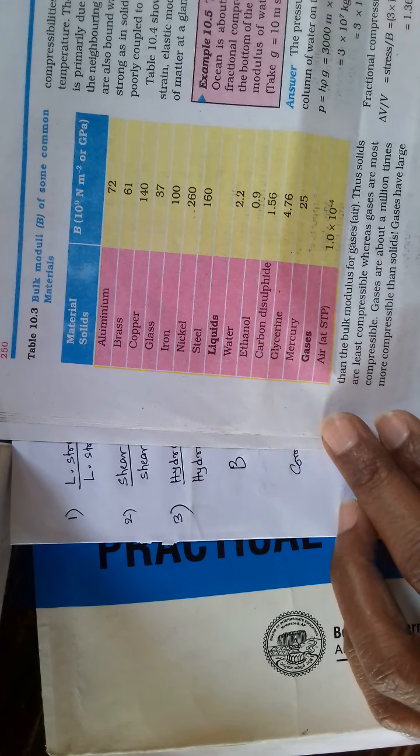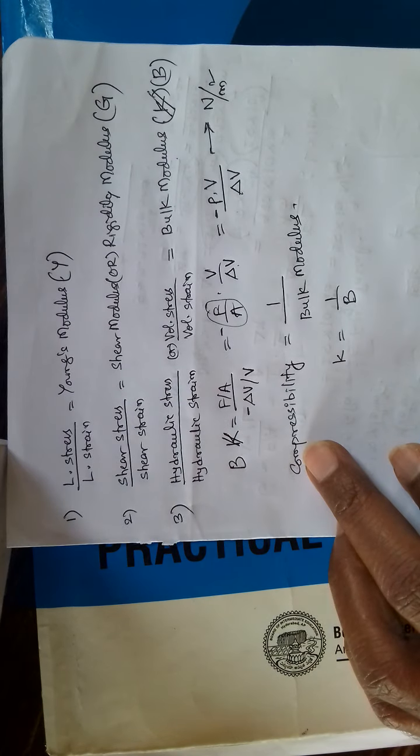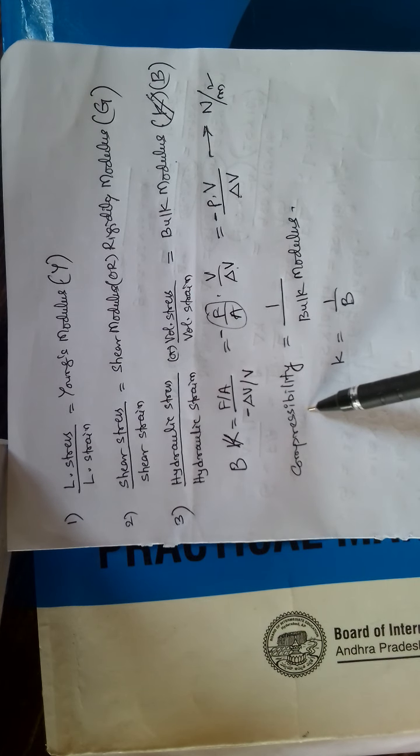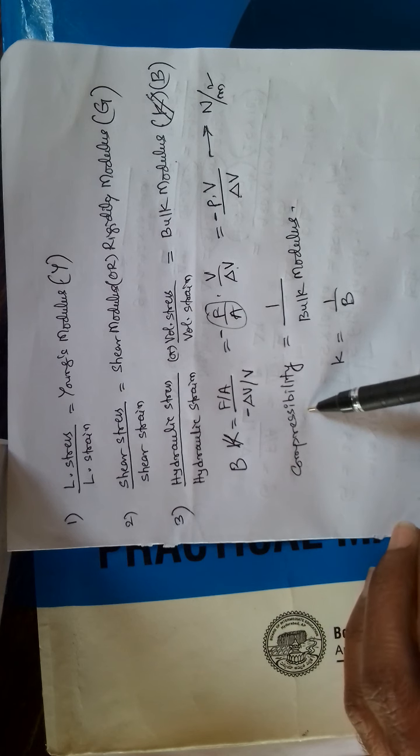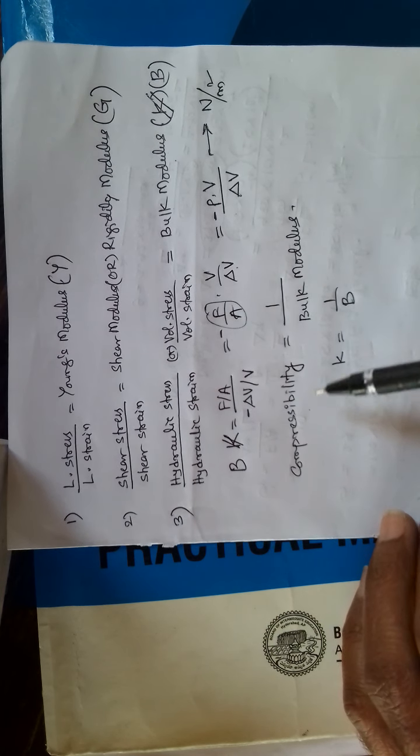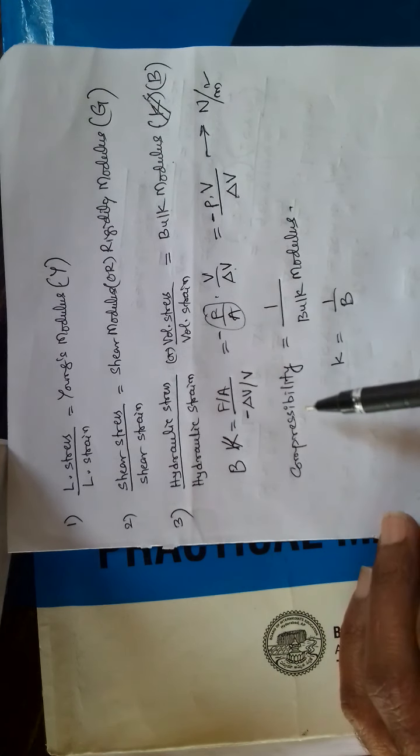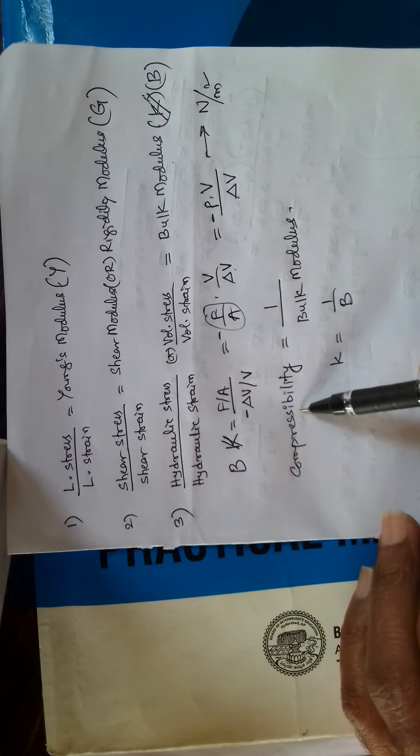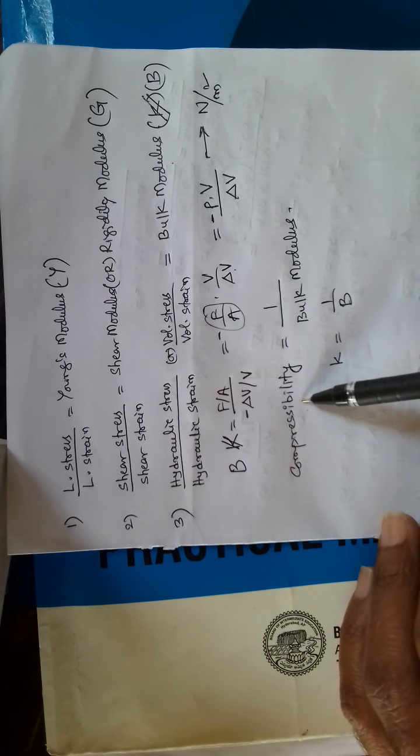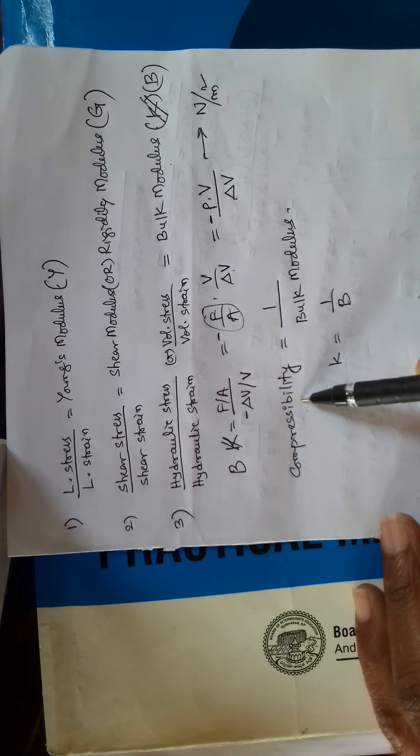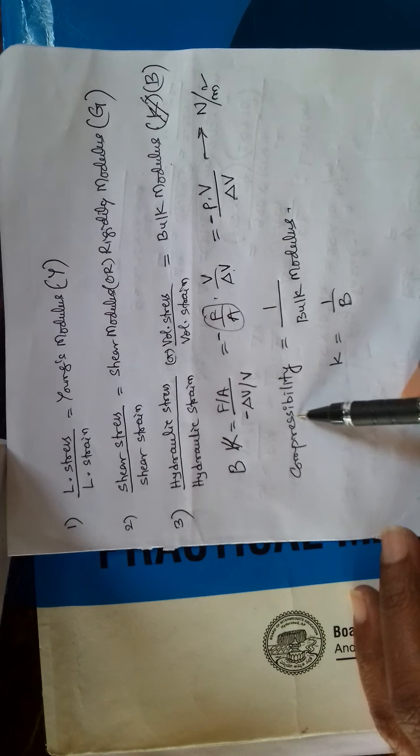So after this we defined another physical quantity, that is compressibility. So you may ask, why compressibility? Actually this is not an elastic modulus. Then why are you defining another physical quantity? See, compressibility is defined as the reciprocal of bulk modulus, that is 1 by bulk modulus gives you compressibility.